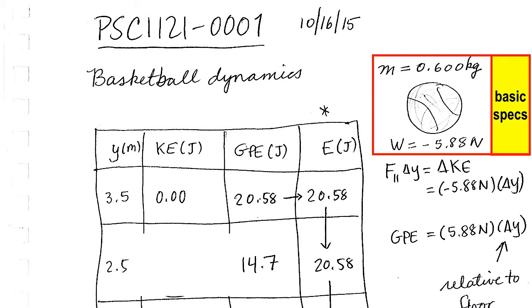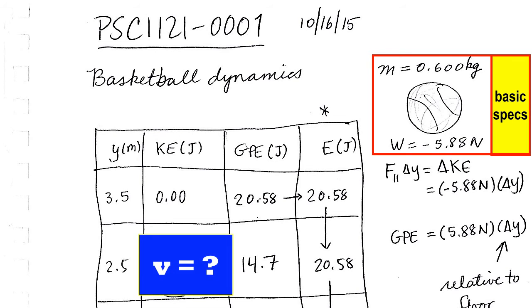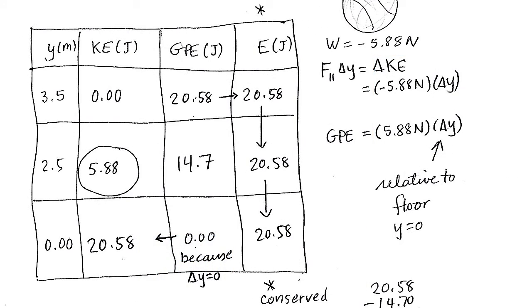Okay, here's the setup for the morning section. We were working with a basketball for which the basic specs are 0.600 kilograms, weight force of minus 5.88 newtons. And from that, we were trying to figure out the downward speed at 2.5 meters above the gym floor. And this image shows the table that we worked with. So let's get to the table and work out the different specs.